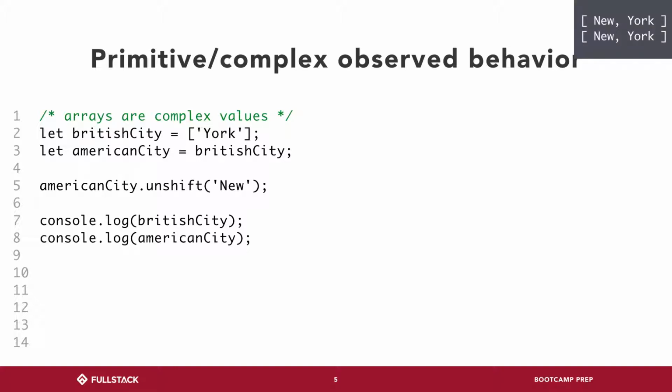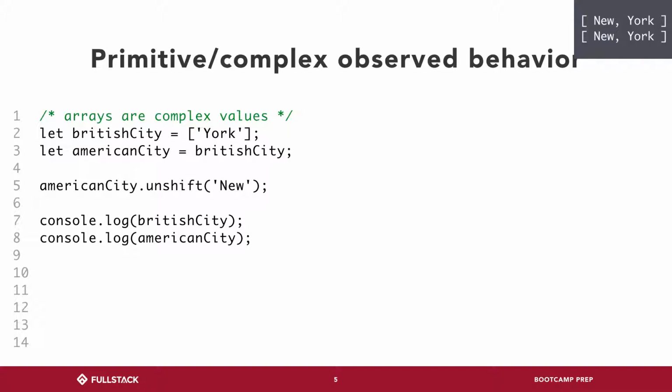So we didn't touch British City, but we see that it shows the effects of that unshift. That's because when we take an array or a complex data type, we say, hey, American City, you're now equal to British City, and British City was a reference to a spot in memory that evaluated to an array with the string value York inside of it. So we say American City, you're now pointing to that same place as British City.